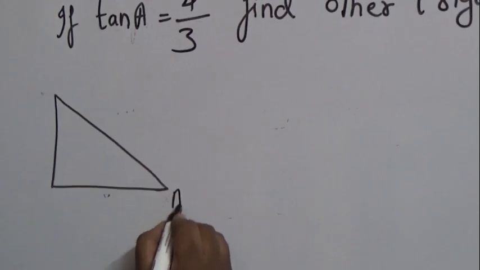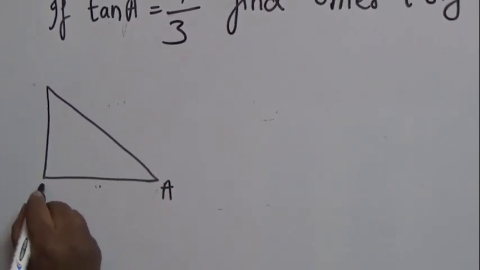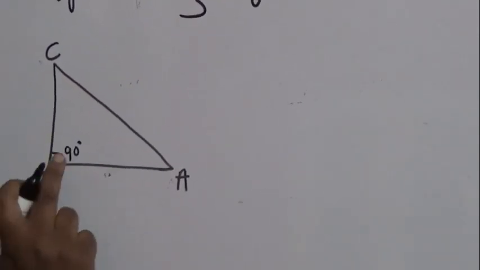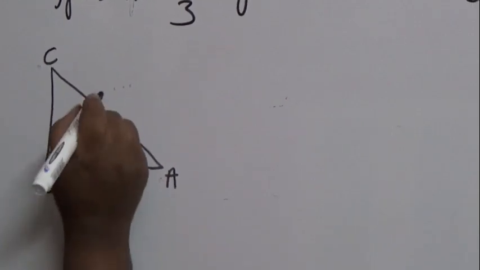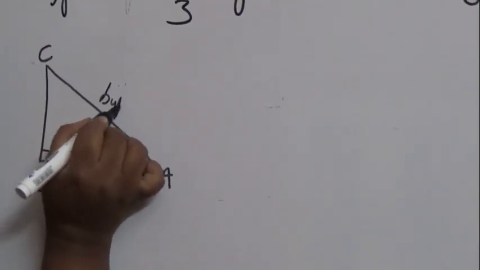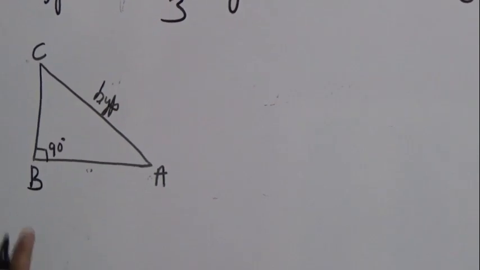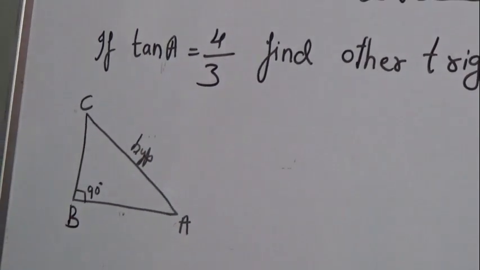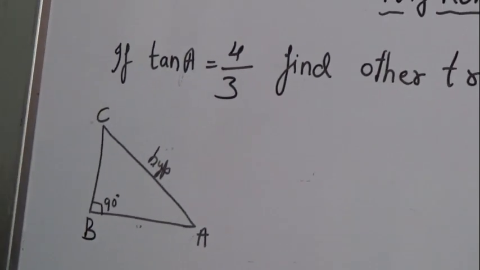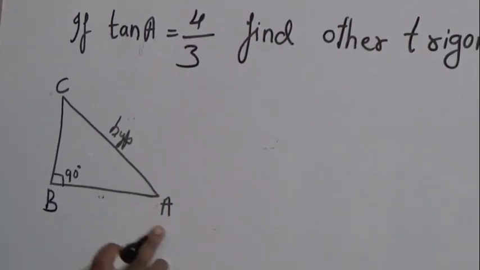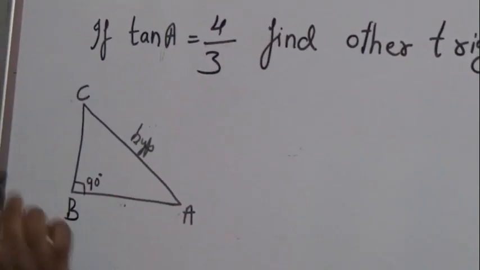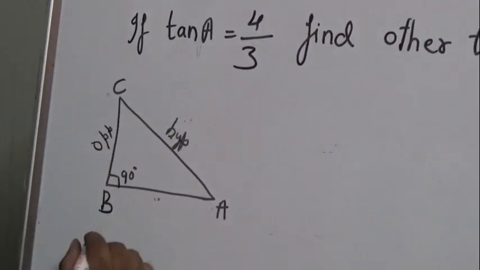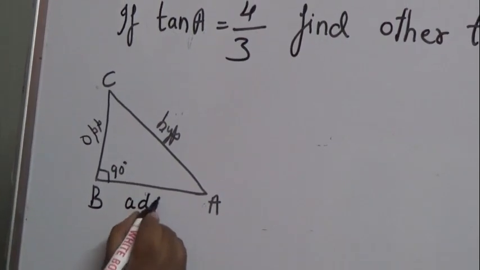If I consider this as angle A, B and this is C, this is the right angle here, and AC is the hypotenuse, because this is the largest side which is opposite to 90 degrees. And here they have asked tan A equals 4 by 3, means we have to consider angle A. Therefore, the opposite side to angle A is BC, so I will write BC as opposite and AB as the adjacent side.